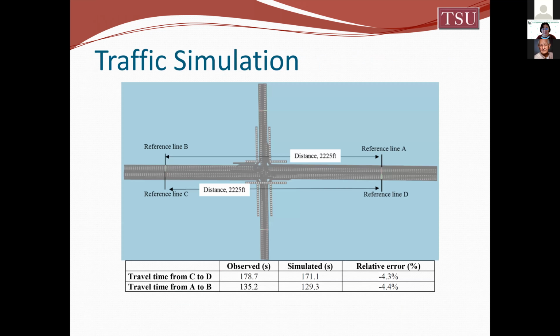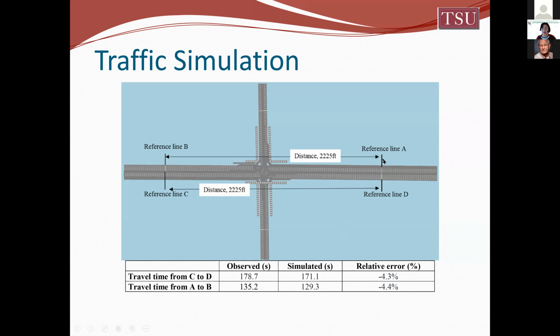Then we put this intersection in the simulation. We use Vissim to do the simulation. It's a little bit tricky because Vissim was not designed for contraflow left-turn lanes, so we used some programming to make it work. We also did the calibration because this is a real-world intersection, not a hypothesis. We have to make sure what we simulated matches what happened in the real world. So we use the travel time as our variable to do the calibration.